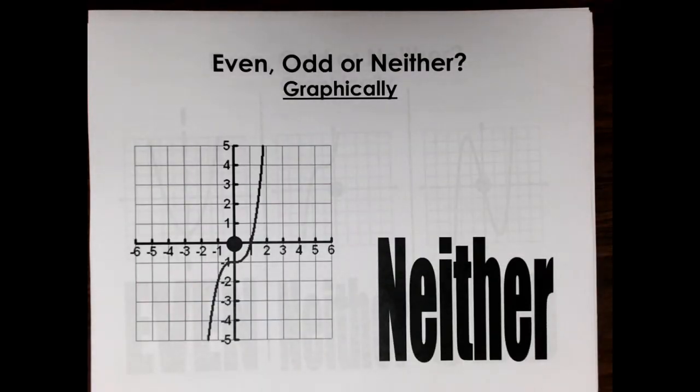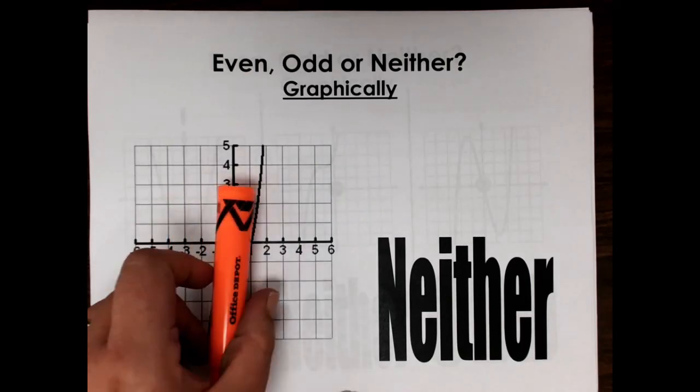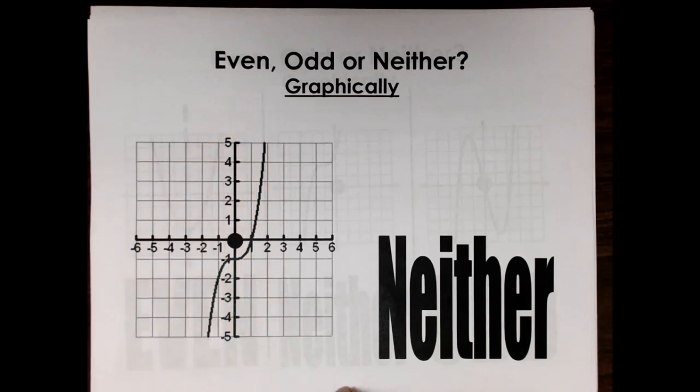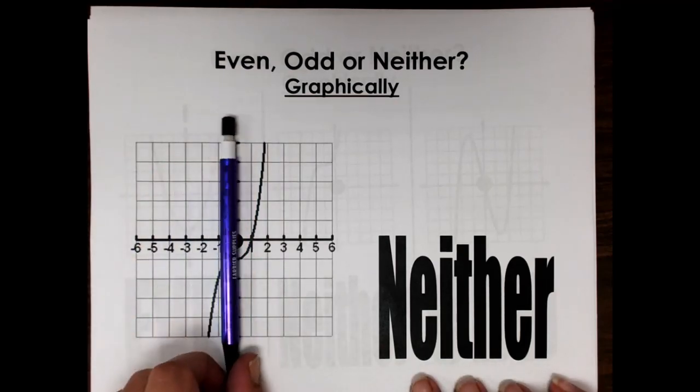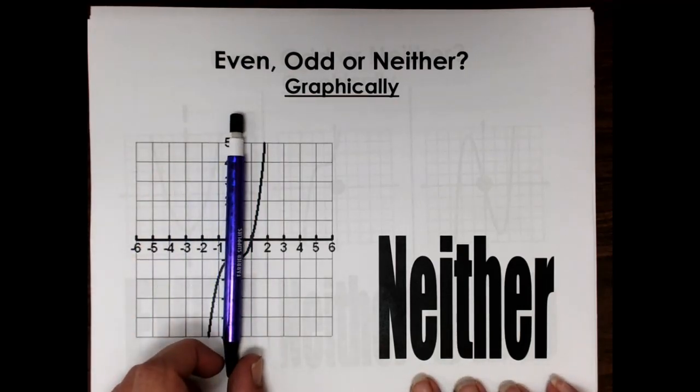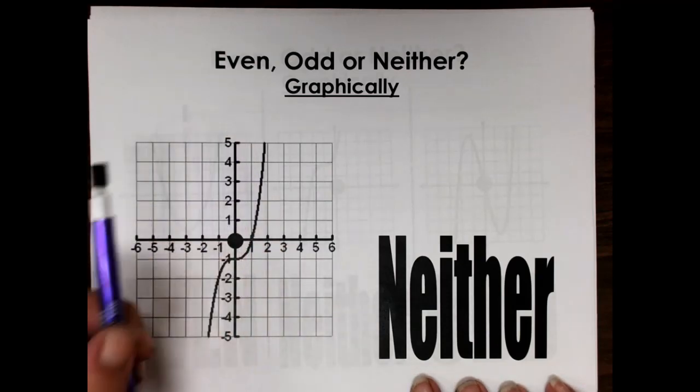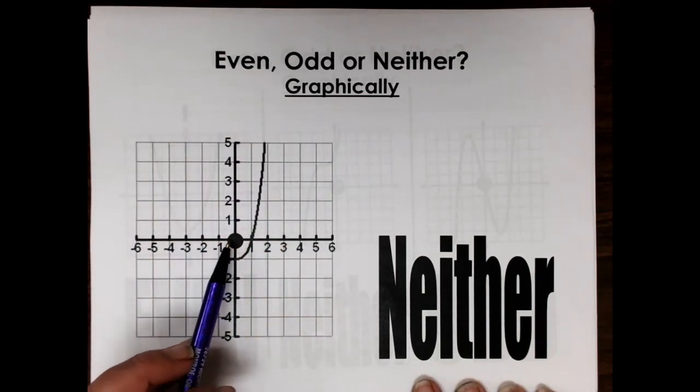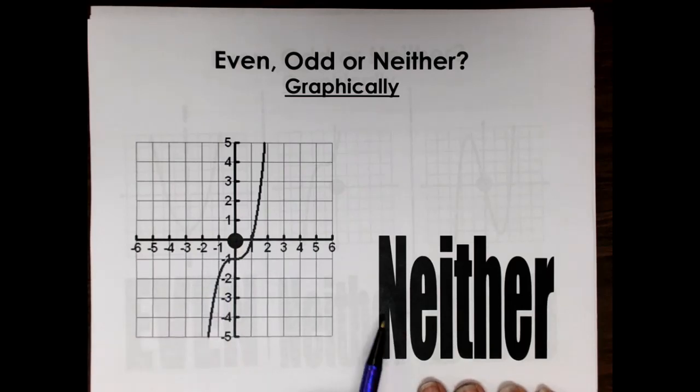Oh, here we don't have any symmetries, right? I cannot draw a line that goes directly through the y-axis. I don't have symmetry, right? There's no mirroring across here. And if it was symmetric as an odd function, it would cross through the origin. So this one is definitely neither.